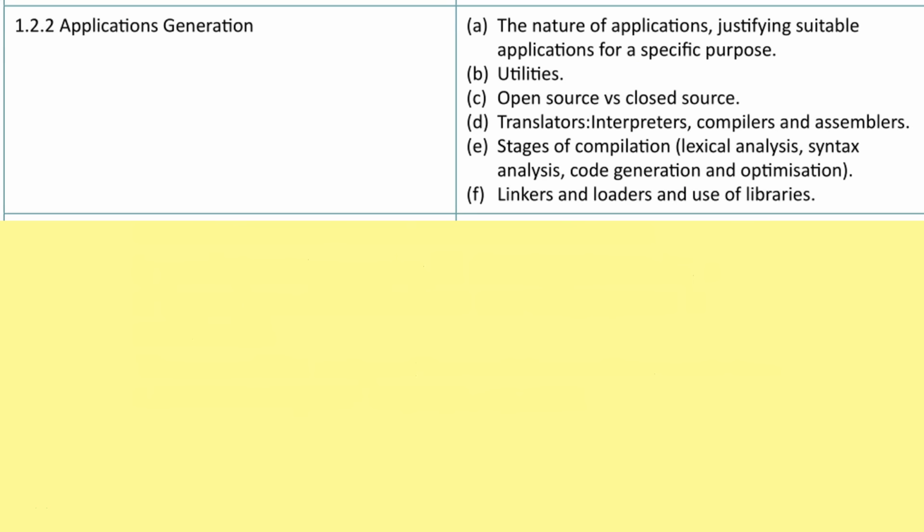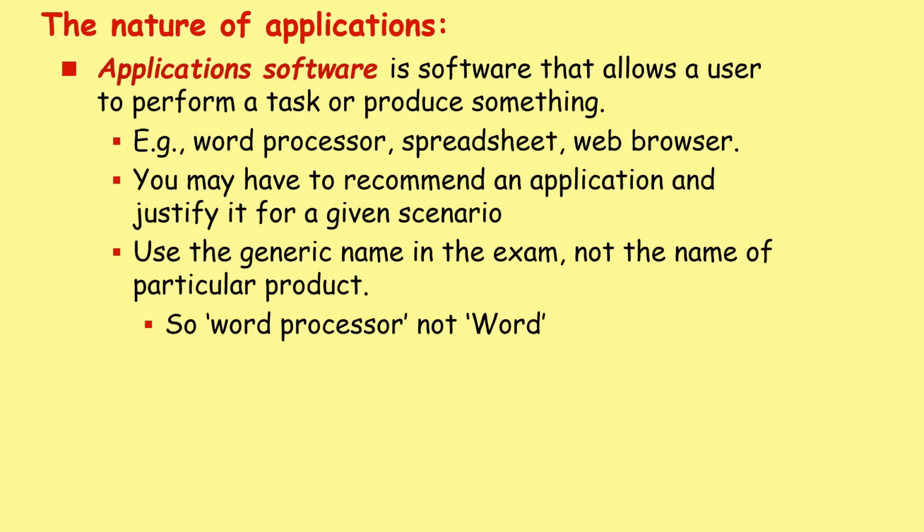Now let's move on to 1.2.2, Applications Generation. Application software is software that allows a user to perform a task or produce something. For example, a word processor, a spreadsheet, a web browser. You may have to recommend an application and justify it for a given scenario. Use the generic name in the exam, not the name of a particular product. So please recommend a word processor, not Microsoft Word.